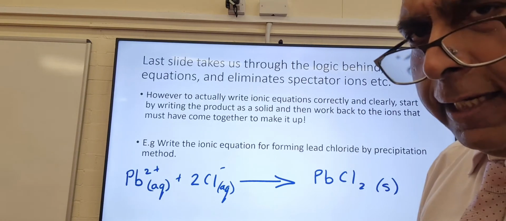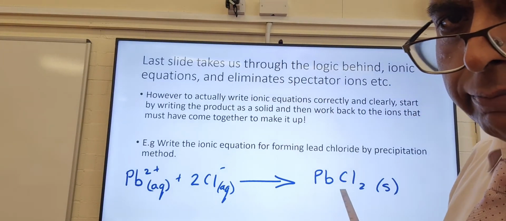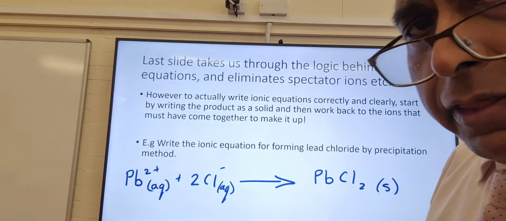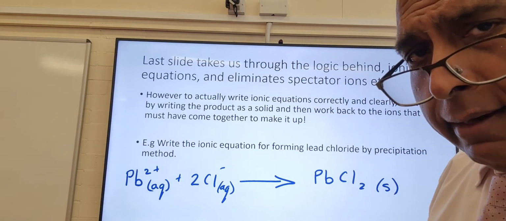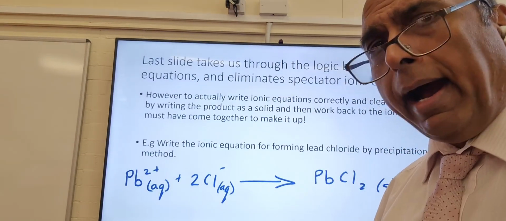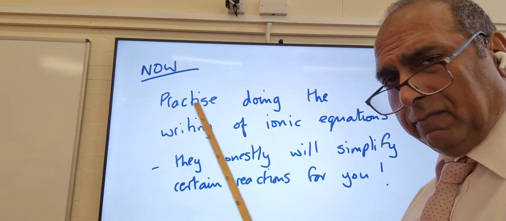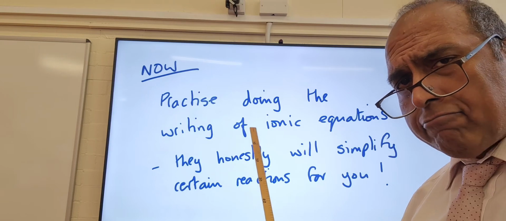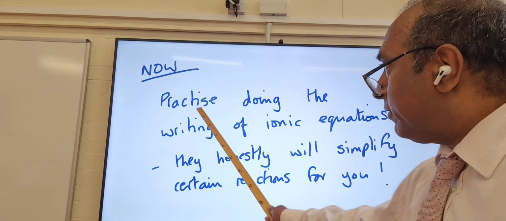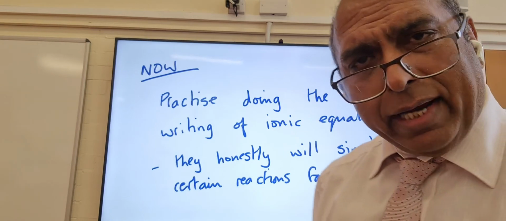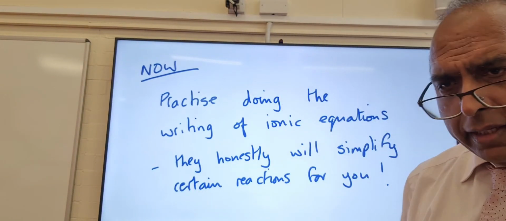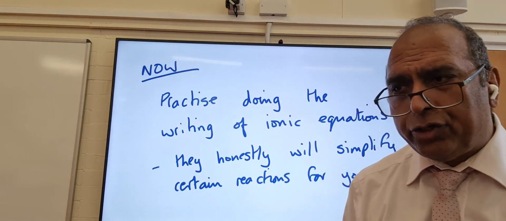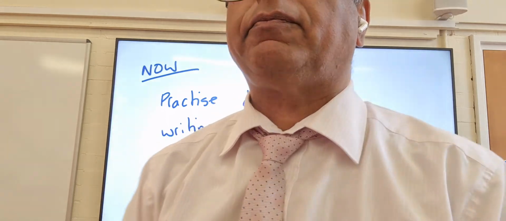Can you see how easy, if you know what you're going to get, you just do an arrow and write the ions you need to get it, and that gives you a quick way to do ionic equations. Now, the only way my pupils find this acceptable is if I give them lots of practice. So practice writing ionic equations, and then you'll see that they do in fact make chemistry easier for you and don't make it more and more difficult.